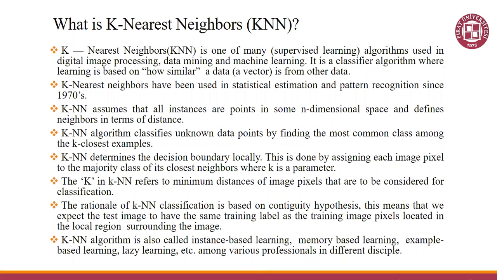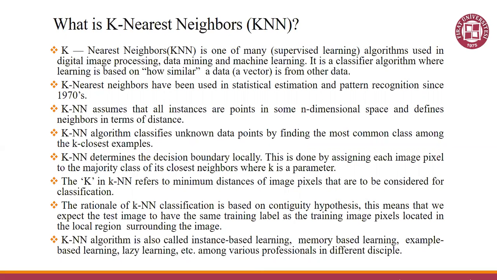What is K-nearest neighbors? K-nearest neighbors is one of the many supervised learning algorithms used in digital image processing, data mining, and machine learning. It is a classifier algorithm where learning is based on how similar a vector is to other data. K-nearest neighbors has been used in statistical estimation and pattern recognition since the 1970s.